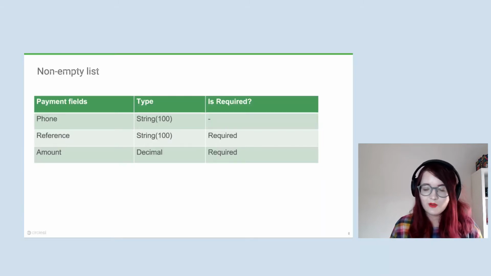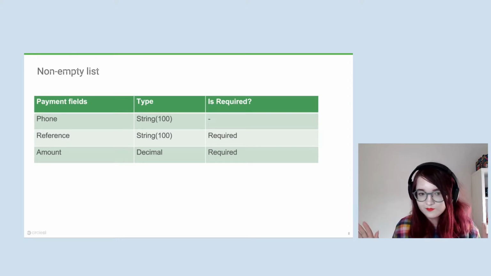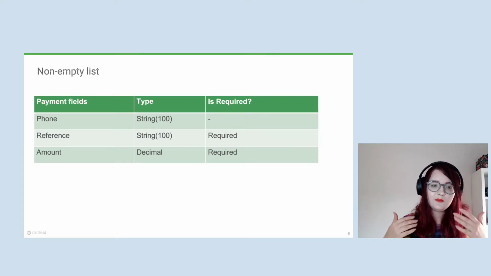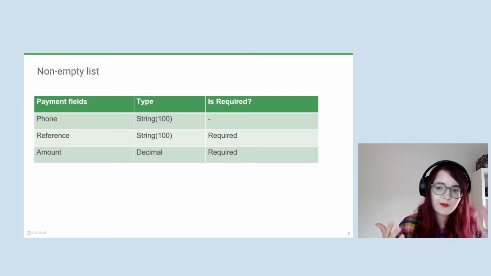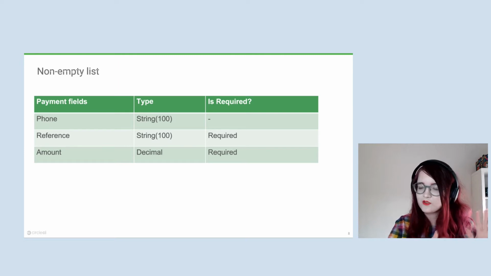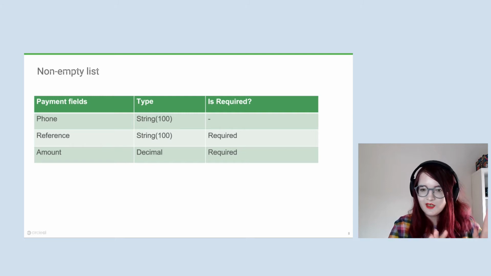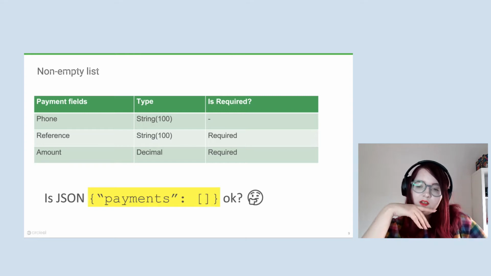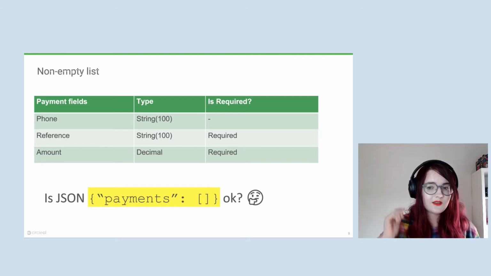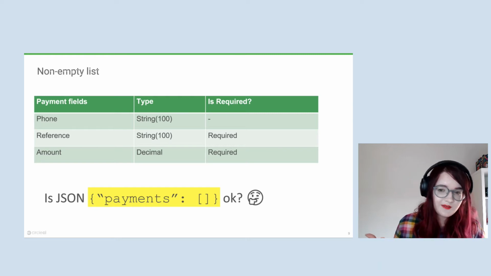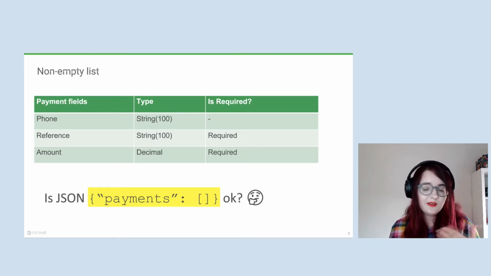Let's imagine we are working in some fintech company and we have some payments that we are sending to our client. A payment is described as follows. It's not as important, but there are some fields: phone, reference, amount, with some types. Some fields are required, some fields are not required. And the question is, can we send the JSON that you can see on the slides? Is a list that is empty valid input or not?